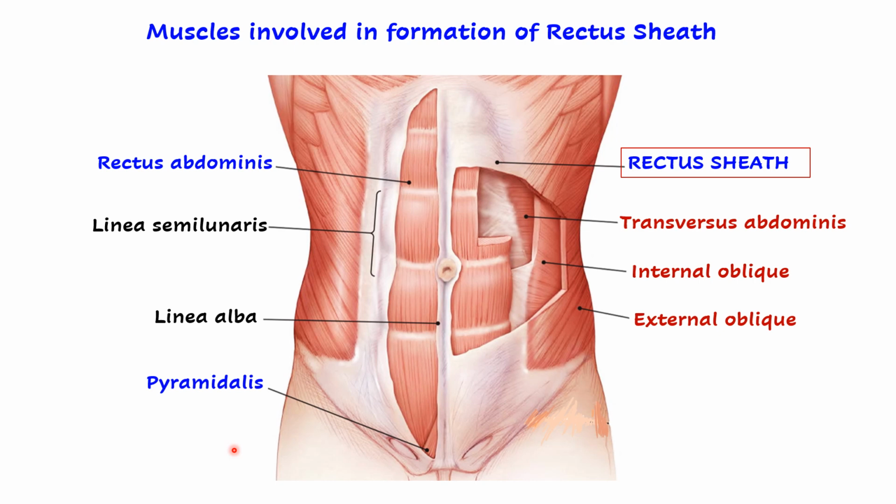The second line which you see here, this is a curved line. This actually extends from the tip of the ninth costal cartilage till the pubic tubercle. This is known as linea semilunaris, right? And this is the area where the rectus sheath is going to begin.